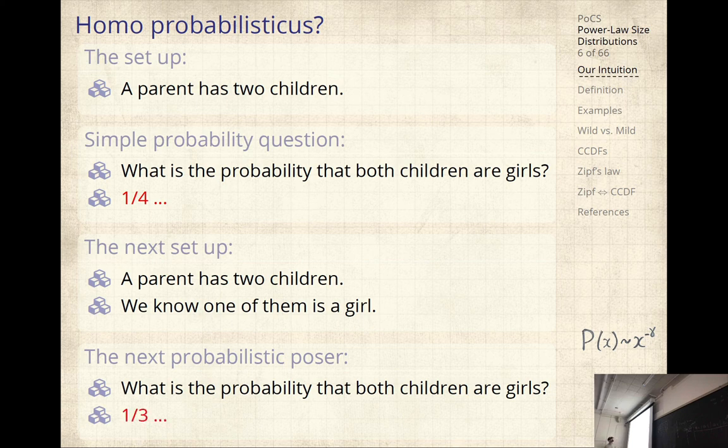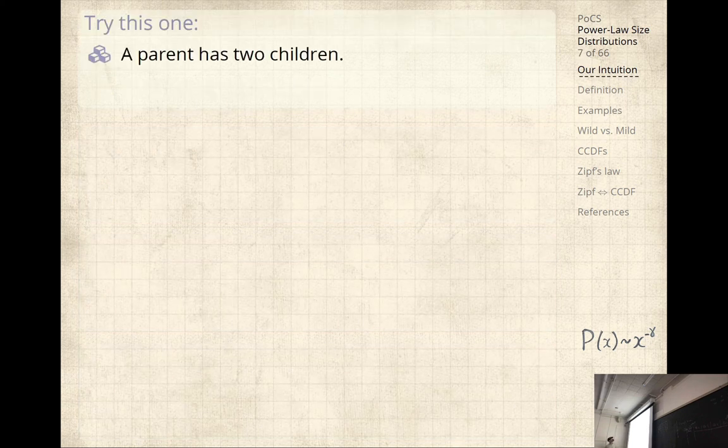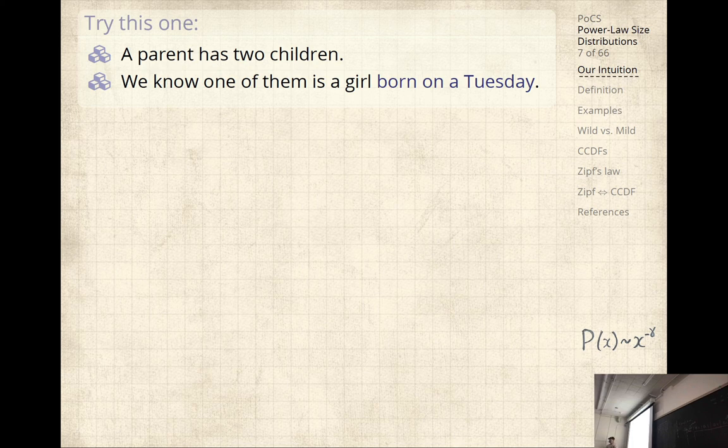Okay, so here's the next question. So fourth and third. And we'll leave with this. So now we know one of them is a girl born on a Tuesday. What's the probability that both of them are girls? That's a question I will leave you with. Same question as the last one, which was already painful. And we just added that one of them was born on a Tuesday.